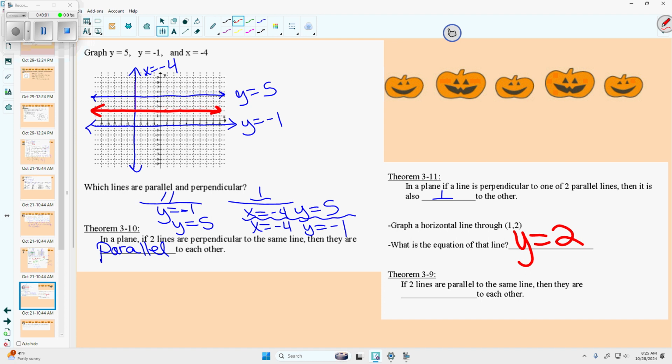So I've got parallel lines up here. Which ones are the parallel ones? And now we got y equals 2 in there. Wouldn't they all just be parallel? Absolutely. So two lines parallel to the same line, they are parallel to each other.